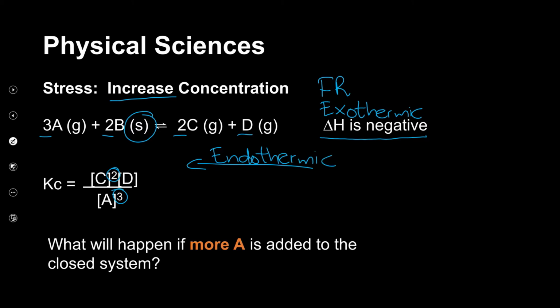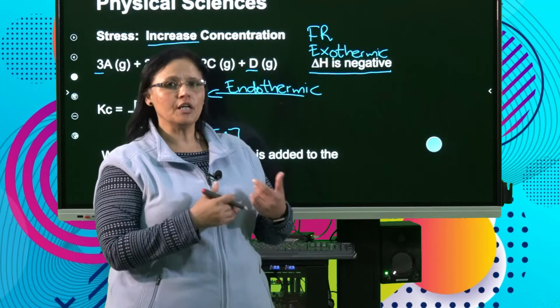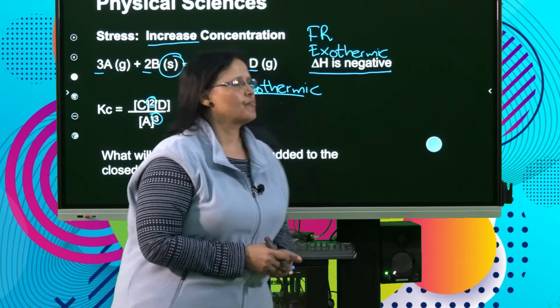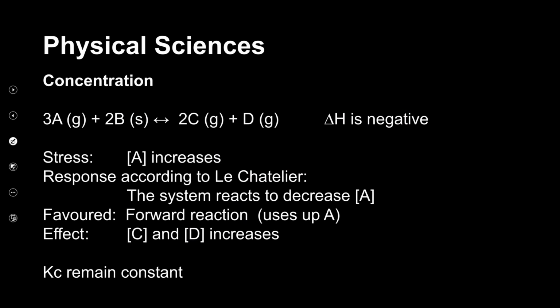Right. The question is, what will happen if more A is added to the closed system? If more A is added to the closed system, it basically means that the concentration of A is increased. You are not supposed to use little arrows up and down as I do now. You need to write the words that the concentration of A is increased. Right. So now we're going to use our SRFE to explain what's happening.